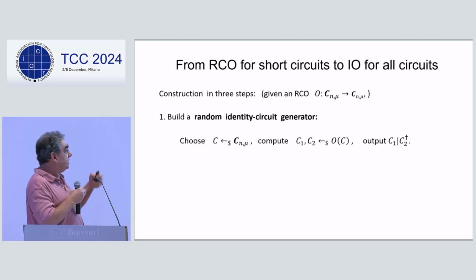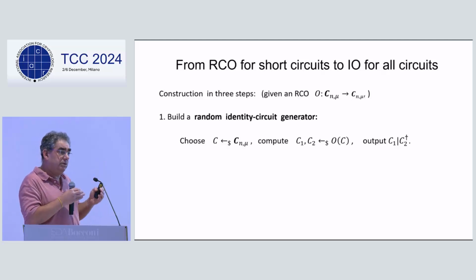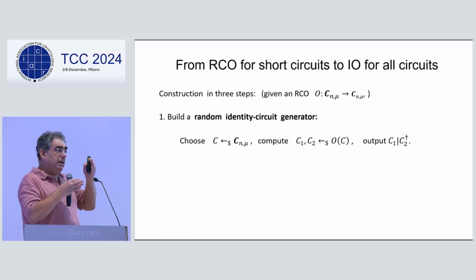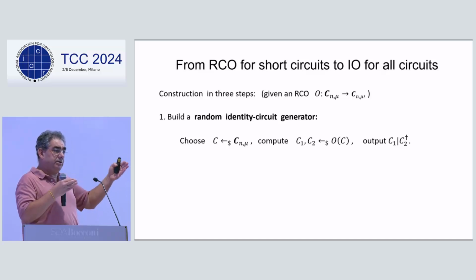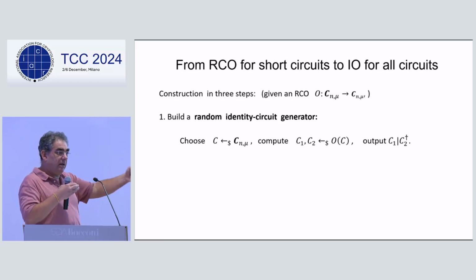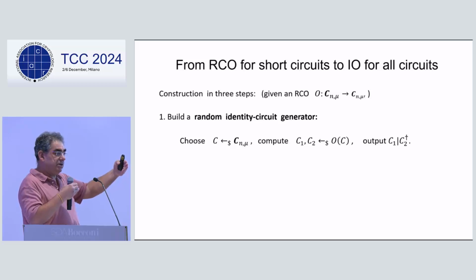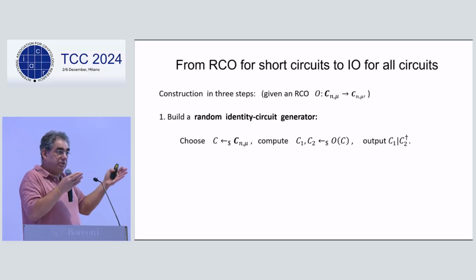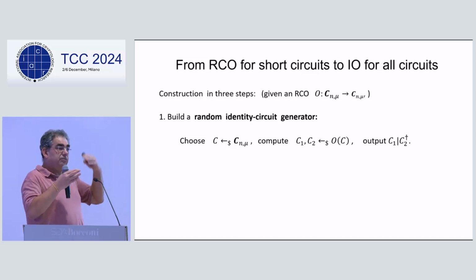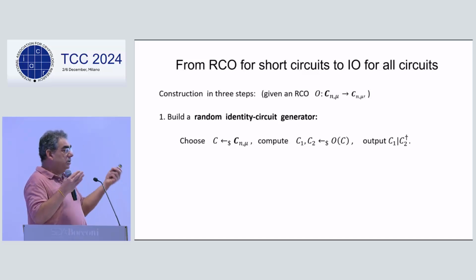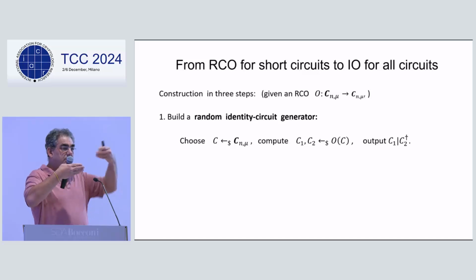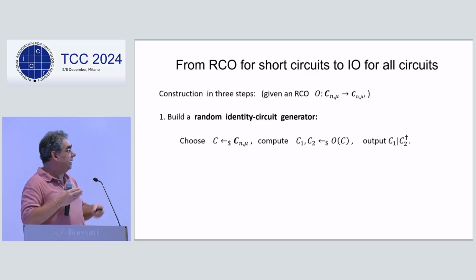You're given an obfuscator for random circuits. The first thing you do is generate a random identity circuit: M-gate circuits which are pseudo-random, except that they compute the identity permutation. How do I do that? I choose a random circuit, I obfuscate it, and I obfuscate it again. I take the two obfuscated copies and write them next to each other, one in reverse, so together they compute the identity permutation.